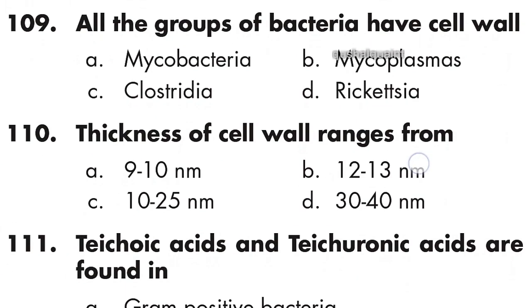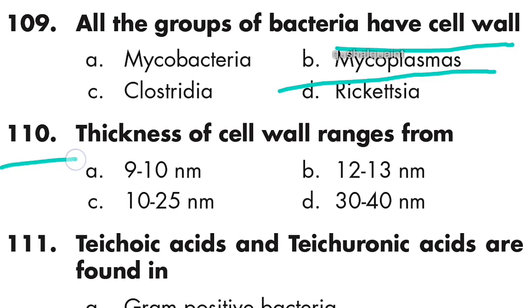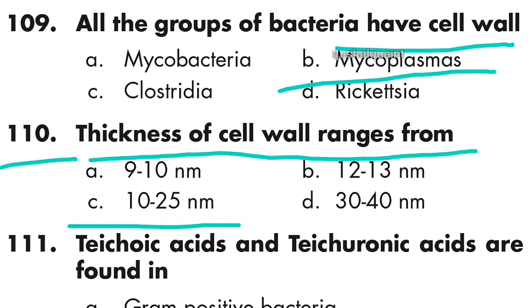Question 109: all the groups of bacteria have a cell wall except mycobacteria, mycoplasmas, Clostridia, rickettsia. Option B is right, mycoplasmas. Question 110: the thickness of the cell wall ranges from 10 to 25 nm. Option C is right, 10 to 25 nanometers.